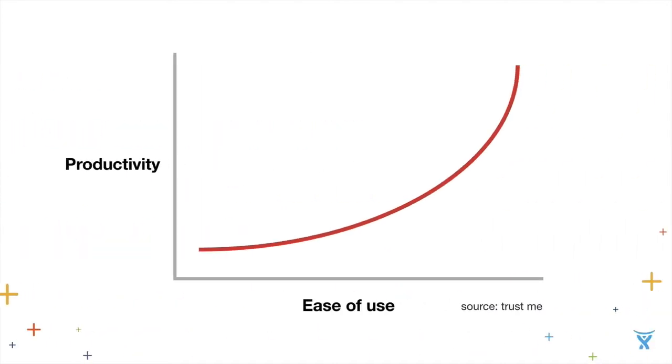I couldn't find any stats, unfortunately, on productivity and ease of use, so I made this chart. You just have to trust me. But basically, the easier the software is to use, the more productive people are. And this just makes sense, right? If you're presented with a screen that has a lot of technical jargon, a lot of terminology, the learning curve, the barrier to entry is really, really high.